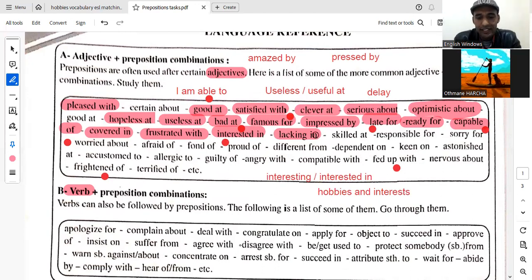lacking in. Like you have a lot of chance. Oh, it doesn't mean that.